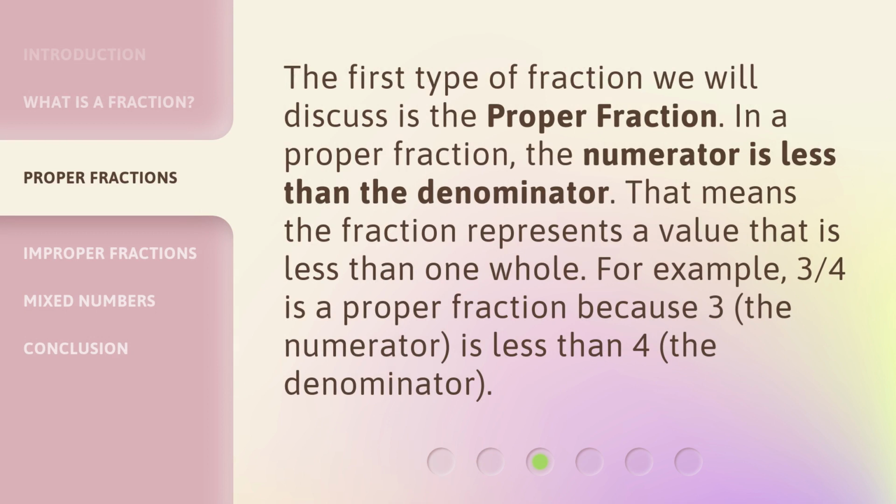The first type of fraction we will discuss is the proper fraction. In a proper fraction, the numerator is less than the denominator. That means the fraction represents a value that is less than 1 whole. For example, 3/4 is a proper fraction because 3, the numerator, is less than 4, the denominator.